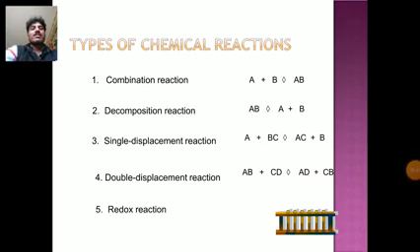Today we discuss the types of chemical reactions. The chemical reaction consists of several types. The first one is the combination reaction. Second one is decomposition reaction. Third one is single displacement reaction. Fourth one is double displacement reaction. And fifth one is redox reaction.